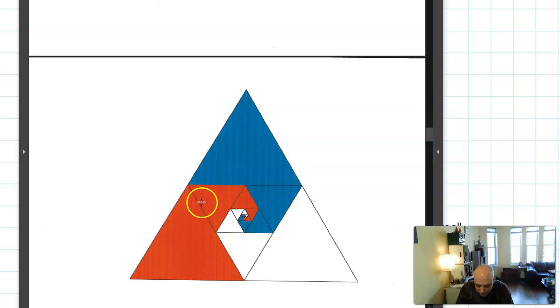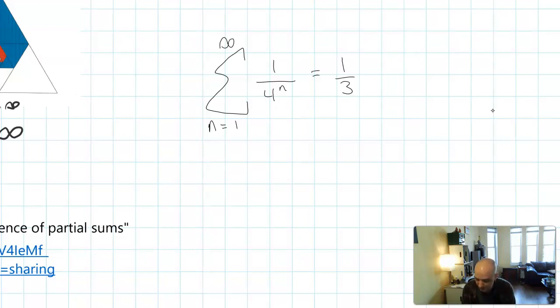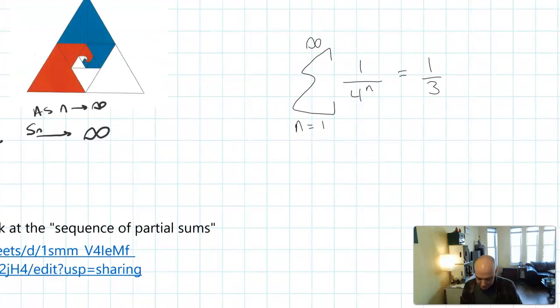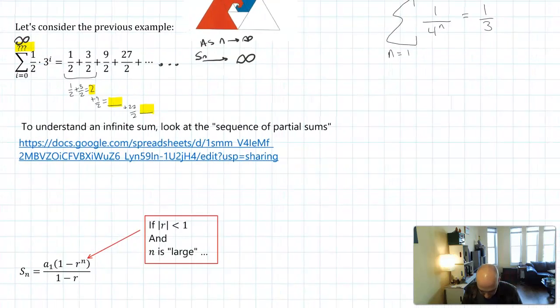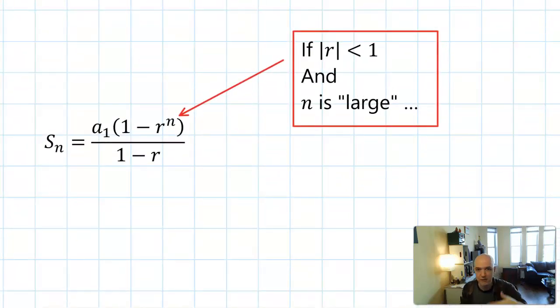And it is true, and this picture proves it, but we'll prove it algebraically in a minute, that the sum of 1/4 to the n, or 1 over 4 to the n, from n equals 1 to infinity, should give you 1/3. All right, so let's do some algebra. Let's take a look at our formula. This is our formula for a finite sequence.